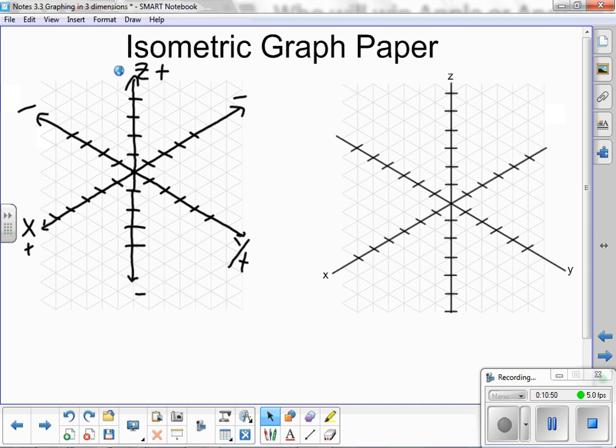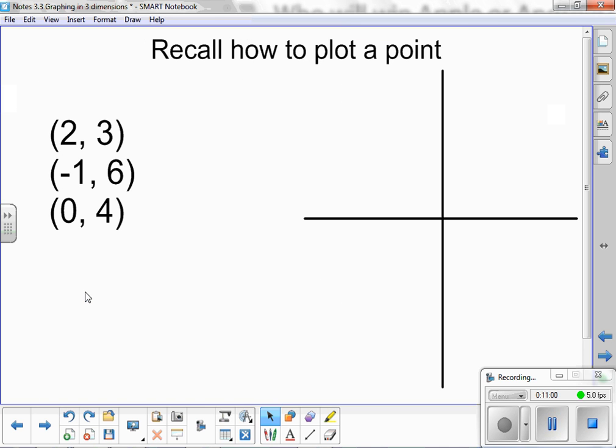And underneath this part was actually just a nicer drawing of it. So you should end up like this: positive x values this way, y values that way, z's up and down. So let's practice plotting points.